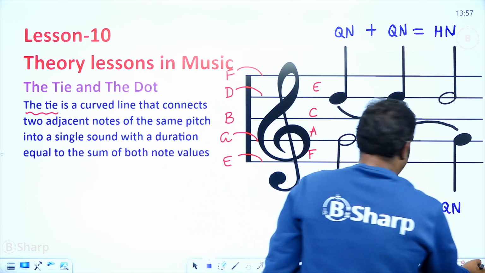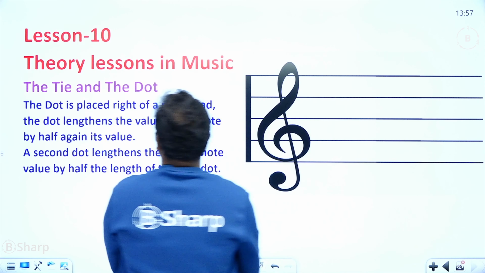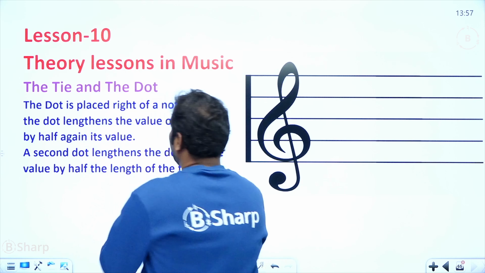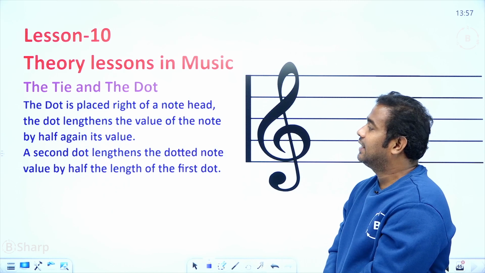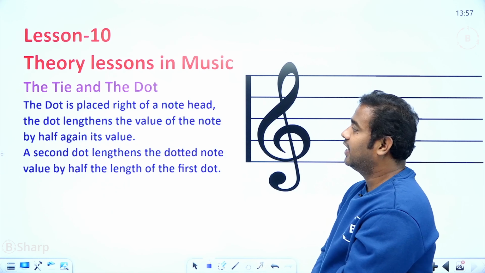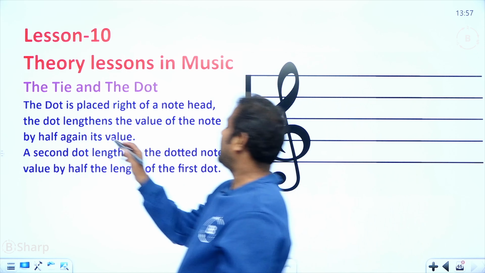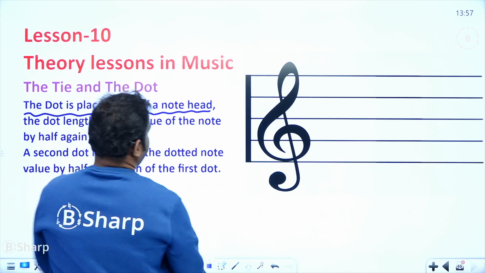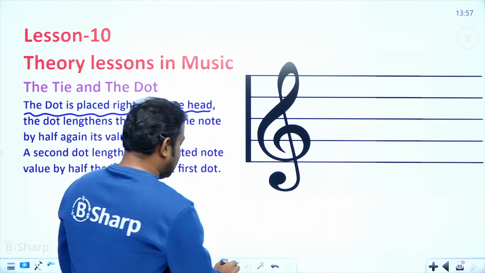And the same thing if it's going for a dot. So the dot works in a similar way. Look at it from the definition point of view. When you look at this definition, the dot is placed on the right side of a note head. So what do we mean by the right side of a note head?